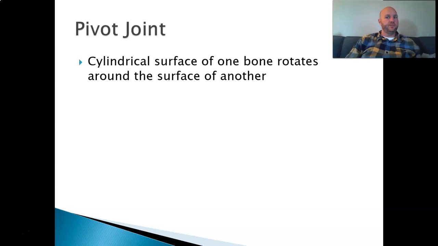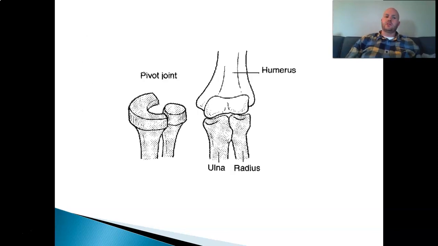Pivots, there's a couple. This is a pivot. C1 or atlas, which is the first cervical vertebra on the bottom of your skull, right? Allows your skull to rotate while it stays in the same spot. Right? When you do this, your spinal cord doesn't change position.